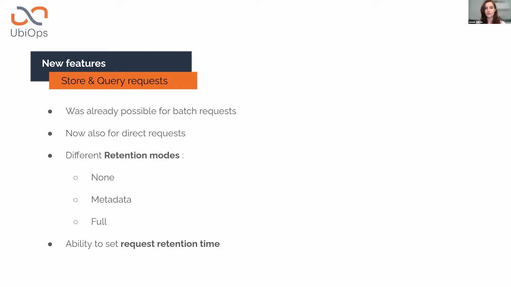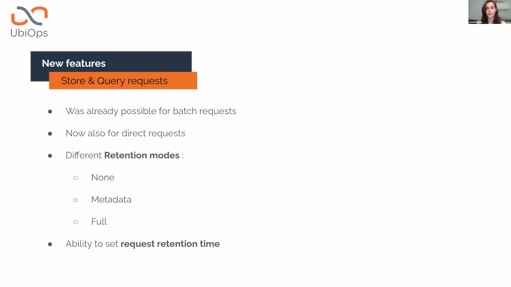To be able to store these requests, there are a few different ways in which you can store it. So these can be set with the retention mode. When you make a deployment, you can set the retention mode, and there are three different modes. You can set it to none, then we don't store anything. No metadata, not the request data. So then nothing is stored.